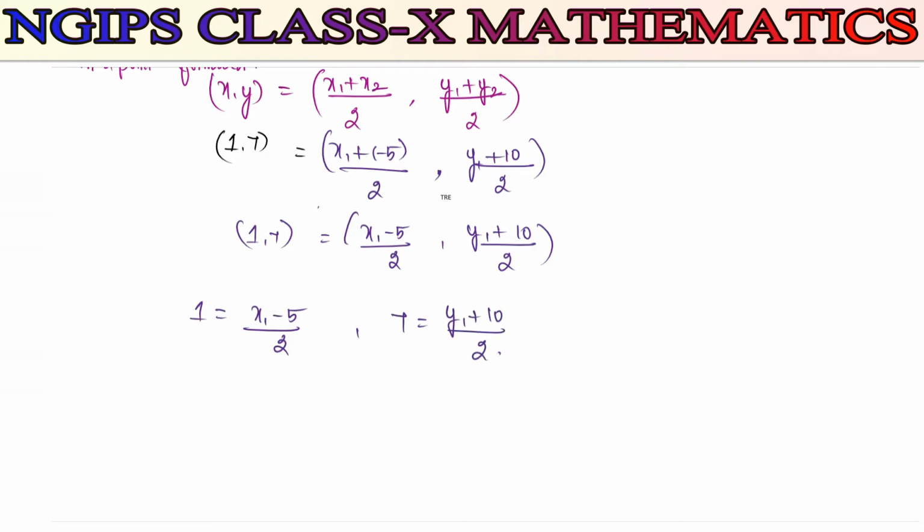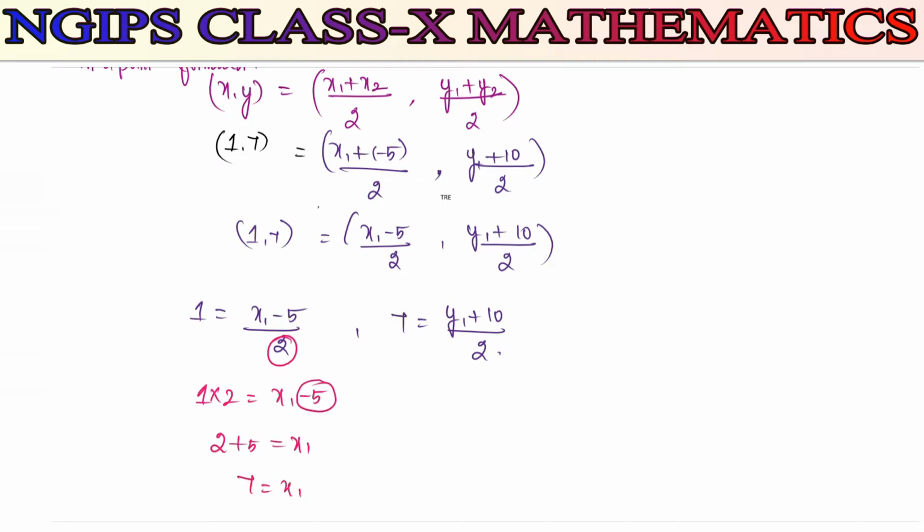So when you do the cross multiplication, here you will get 1 into 2 is equal to x1 minus 5, 1 into 2 is 2. This -5 when you shift to the opposite side will become +5 is equal to x1. 2 plus 5 is 7, equal to x1.